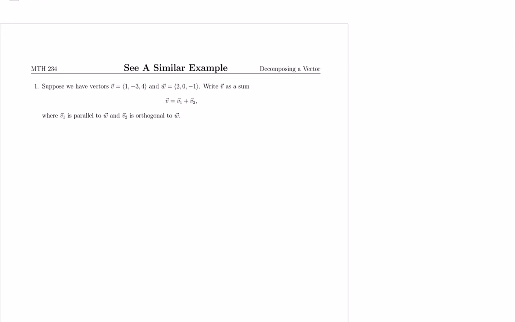In this video, we will decompose a vector as the sum of two orthogonal vectors, which are in specified directions. So just to draw a picture of what's going on here, we're given a vector v and a vector w. Let's draw them here like this. Let's say this is w and this is v.